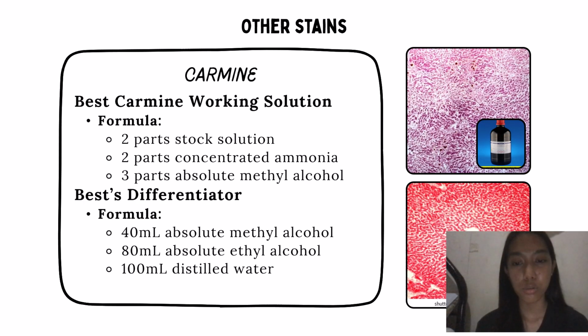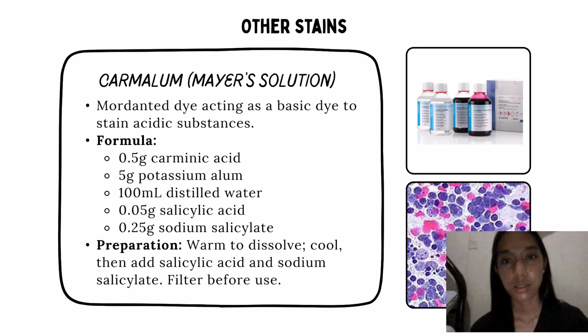Next is the working solution, which is composed of 2 parts stock solution, 2 parts of concentrated ammonia, and 3 parts of absolute methyl alcohol. Next is the Best's differentiator, which is composed of 40 ml of absolute methyl alcohol, 80 ml of absolute ethyl alcohol, and 100 ml of distilled water.